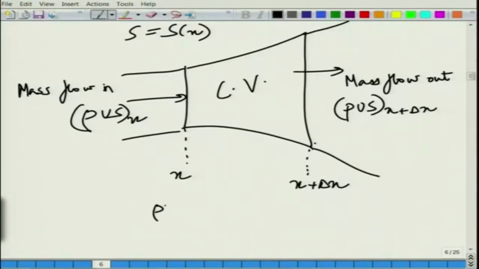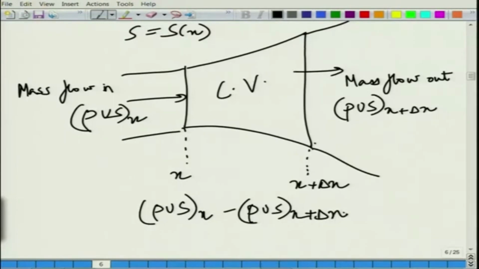Net difference of the inflow and the outflow mass is given by rho u S evaluated at x minus rho u S evaluated at x plus delta x. That is the net difference. So, this is the net mass that is being added to the elemental volume or the control volume. So, this we can relate to the temporal change. So, what is the volume of this element? S times delta x, over the small length delta x. Okay. So, S into delta x is the volume, multiplied by density will give you the mass.